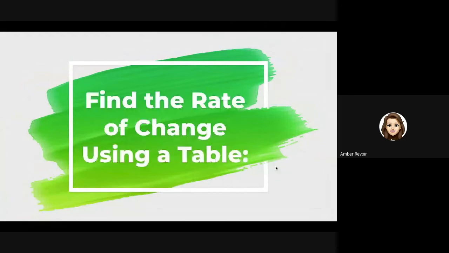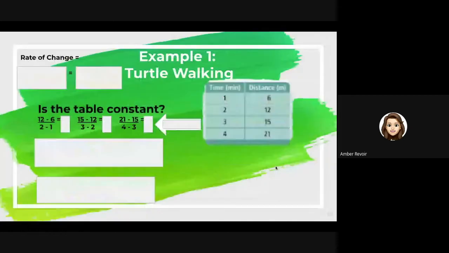All right, so finding the rate of change using a table. So here we have our rate of change, and we have this table of time and distance. When we are looking for our dependent and independent variable, we're looking for the cause and the effect, right? The time is going to be the cause. This causes the distance to change. So as we increase our time, our distance is going to change, okay? It's not the other way around.